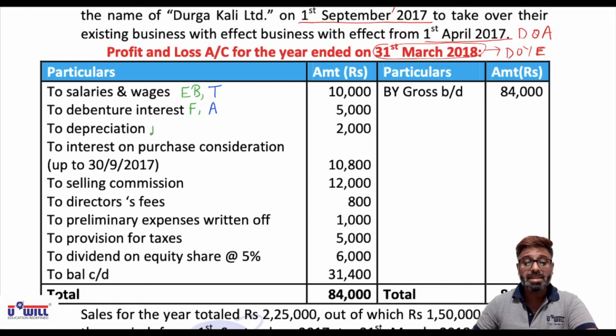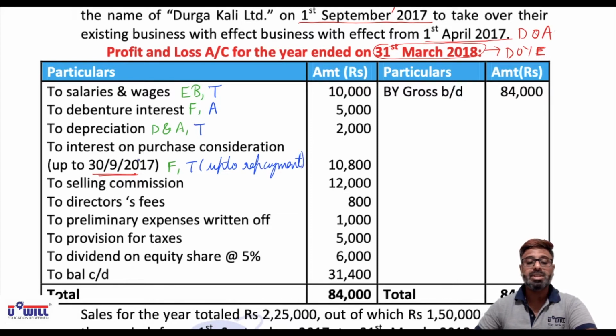Depreciation will come in depreciation and amortization and it will be taken on time basis. Interest on purchase consideration up to 30th September 2017 will come in finance cost and it will be taken on time basis, but only up to the date of repayment. Time basis up to 30th September. So a separate working will be done for the time basis of interest on purchase consideration.